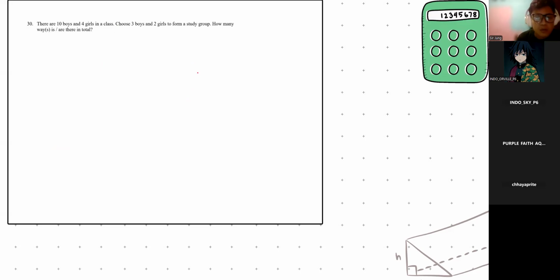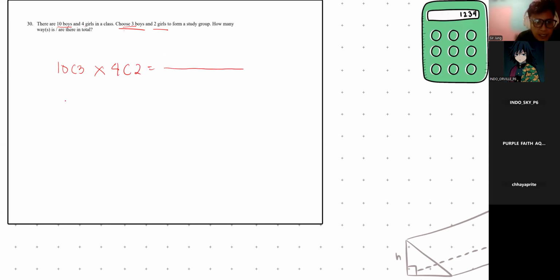How many ways are there in total? We need to choose 3 boys and 2 girls, right? So how do we solve for that? We will use combination. Since there are 10 boys, we need to choose 3, so 10C3, times, again, we need to choose 2 girls out of 4 girls, so 4C2. And that should be the answer.